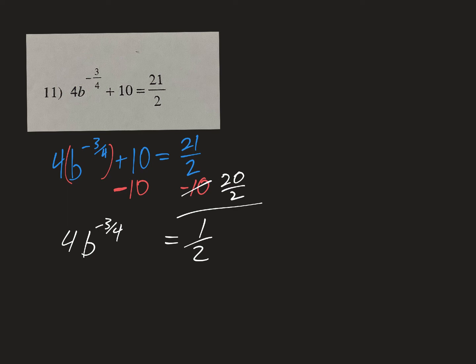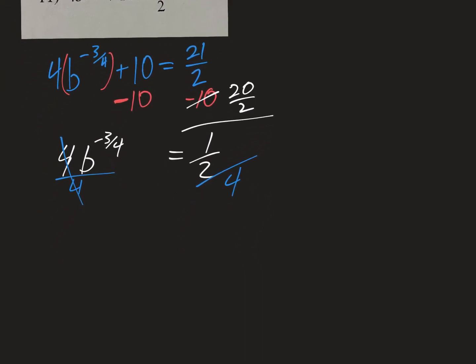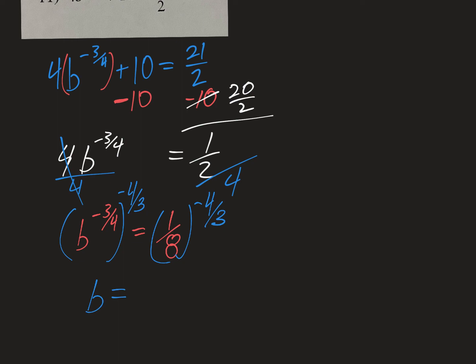Okay? So after this, we're just going to divide by 4 on both sides. So this 4 cancels out, and now we can get b to the negative 3 over 4 is equal to 1 over 8. So what are we ready for now? Let's cancel that exponent out with the negative 4 over 3, okay, to the negative 4 over 3. And we should get that b is equal to 16.